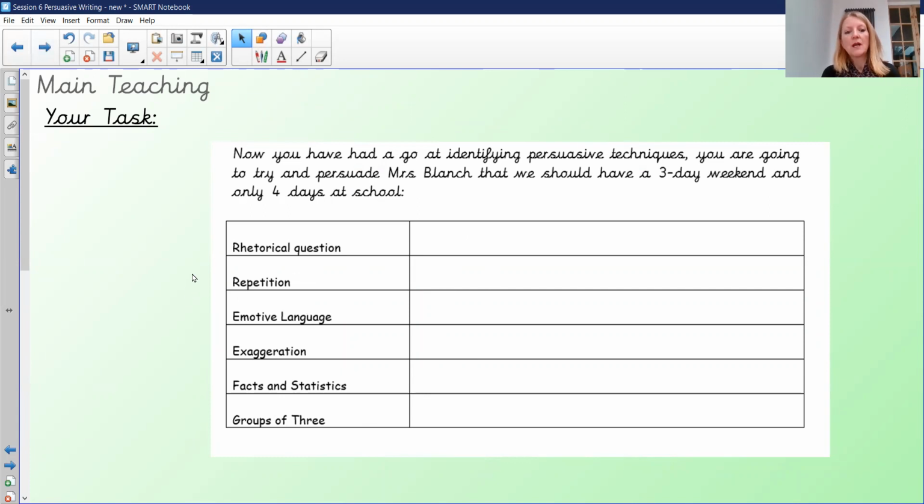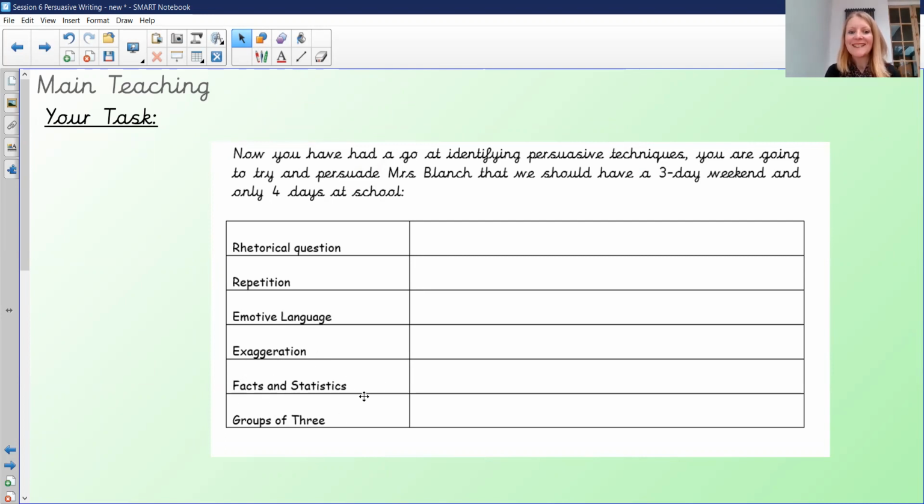Maybe about relaxation, time to get outside. You could go on and on about that. Maybe spending time with friends and family. Emotive language, okay, that's trying to make Mrs. Blanche feel something. Okay, so really making her think, make her feel sorry about something or cross about something. Exaggeration. Okay, can you go over the top on something?